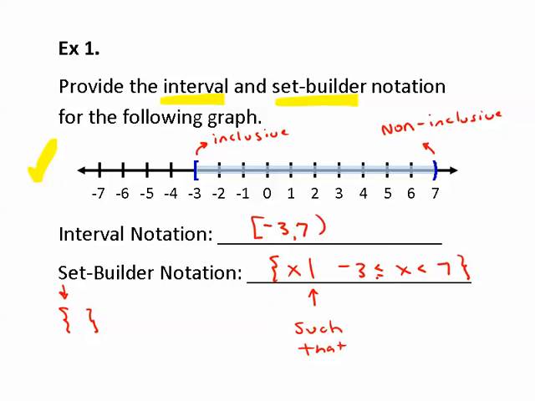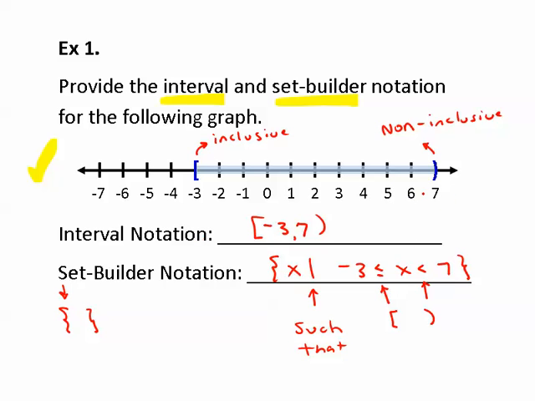Now it's important to notice that I used a less than or equal to for the -3. And that's because we have a bracket there. So if you have a bracket, you want to make sure you include the equal. And for the 7, we do not have an equal under the less than, so that signifies a parenthesis. So once again, an equal portion of a greater than or equal means it's inclusive. The absence of an equal means it's non-inclusive.